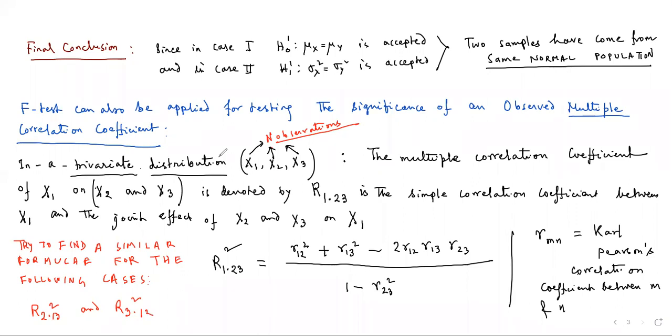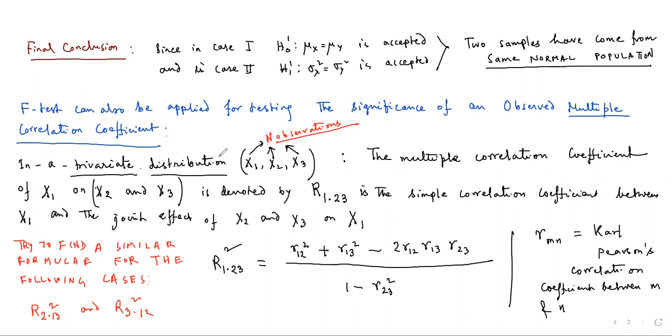And if we have the observed multiple correlation coefficient in case of some random samples, then its validity can be tested with respect to some population with the help of the F-test. But I am not going into the details of the F-test for checking the multiple correlation over here. It is actually beyond the scope of the syllabus.